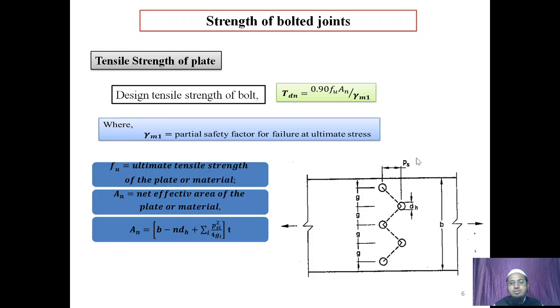So ये gauge distance और pitch distance हम यहाँ पर लेंगे. इस तरह की bolting को बोलेंगे हम zigzag और staggered bolting. तो modes of bolting हम next upcoming lectures में इसके बारे में discuss करेंगे. तो इस तरह से हम tensile strength of plate और tensile strength of bolt निकाल सकते हैं. Hope you have understood this.